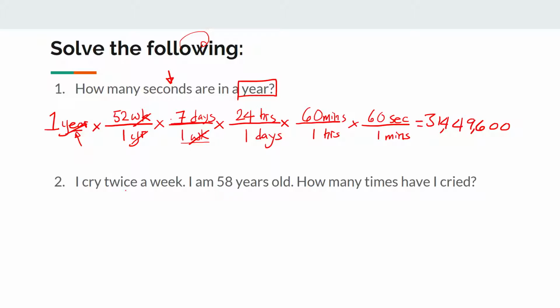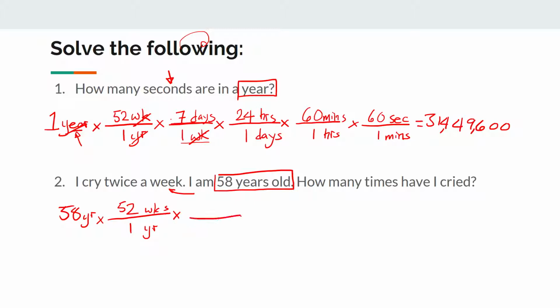Let's do this problem. I cry twice a week. I am 58 years old. How many times have I cried? Let's start with the only number available, that I am 58 years old. So let's start here, 58 years. And let's get into weeks, right? How many weeks are in 58 years? To do that, we put years on the bottom, we put weeks on top. For every 1 year, there are 52 weeks, right?